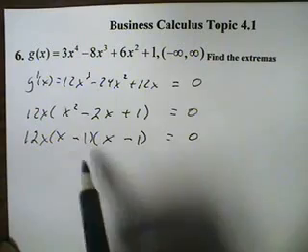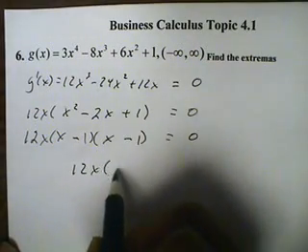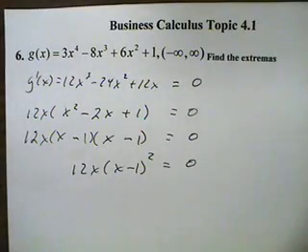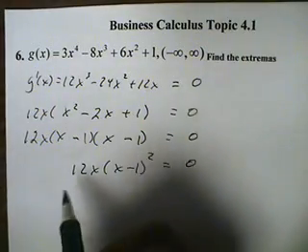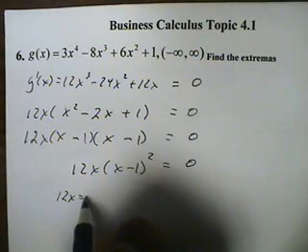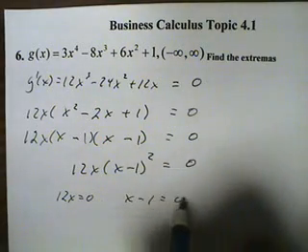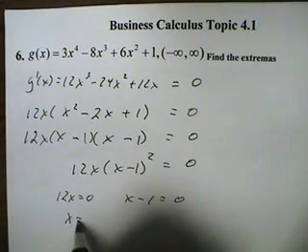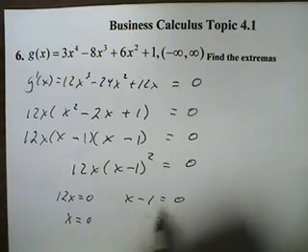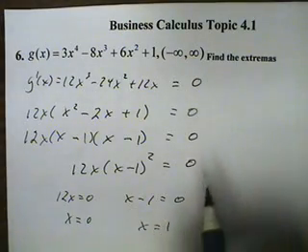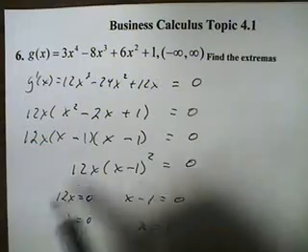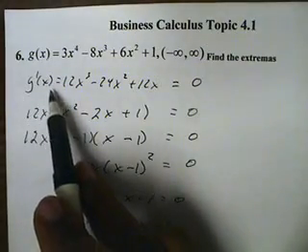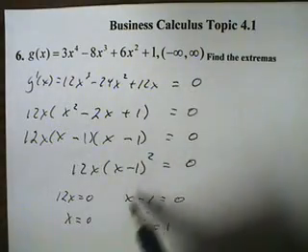And now I'm going to compress these two into one term, x minus 1 squared. And then now I'll solve for x. 12x set equal to 0 and x minus 1 set equal to 0. 12x equals 0 implies that x is 0, and x minus 1 equals 0 implies x is 1. Now, these are candidates for local max and mins. When you take a derivative of a function and set it equal to 0, these are candidates.